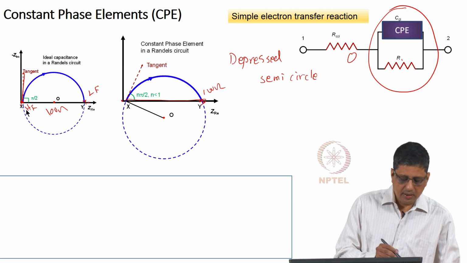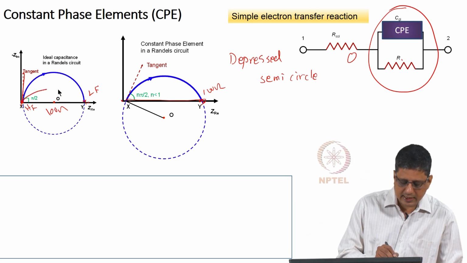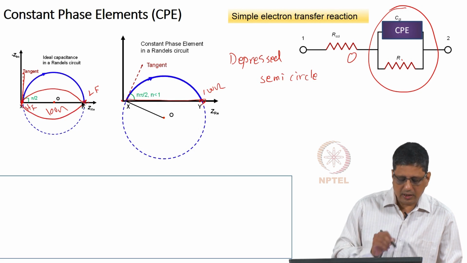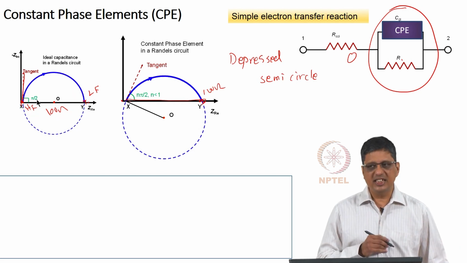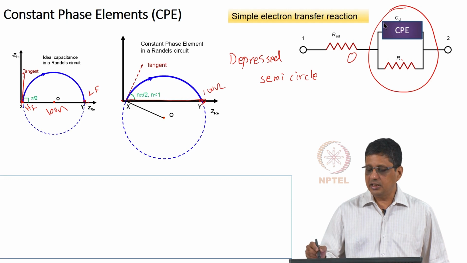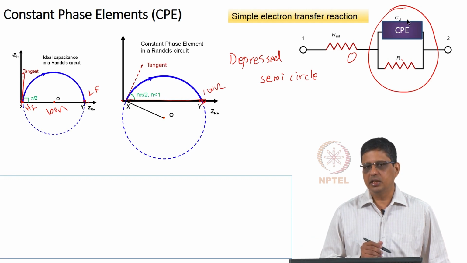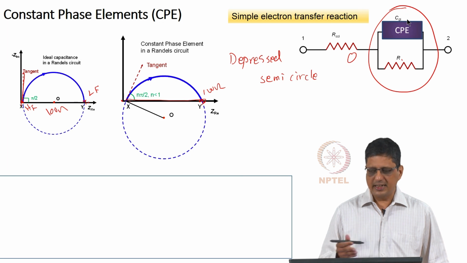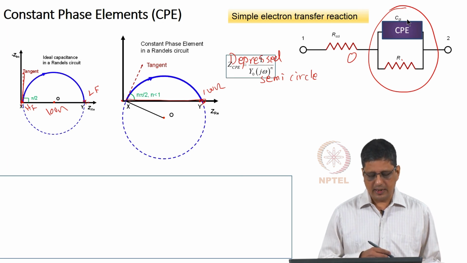We visualize it as an arc like this, and this is what is experimentally seen many times. Okay. And this is represented by an element which is termed a constant phase element. Okay. So, there is a reason for that, I will explain that a little later.